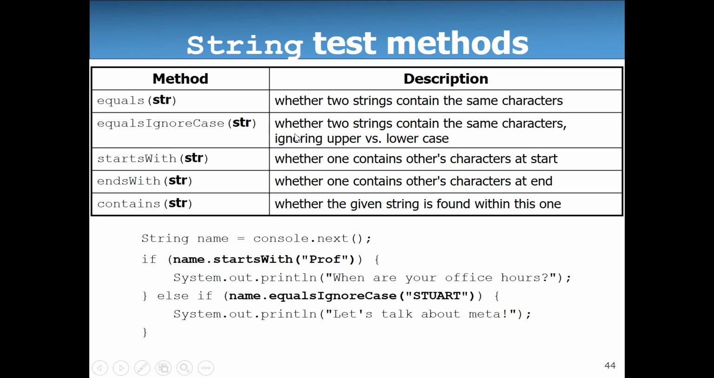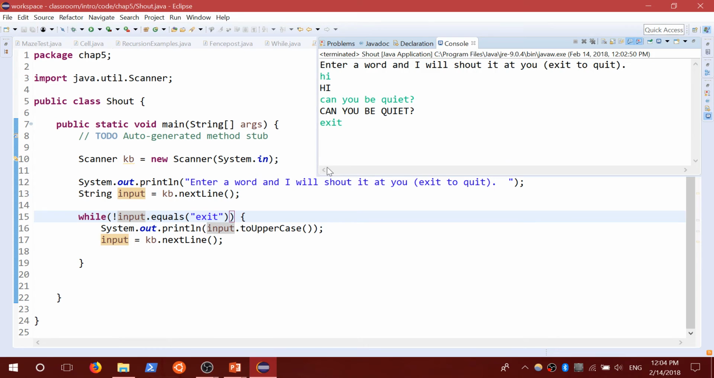equal, ignoring case. Okay? You can check if a string starts with another string. So maybe if it starts with a couple of different letters you want to know. Or maybe if it ends with, the last couple of characters are this. Or contains, if it's somewhere in there. So equals ignore case is actually kind of useful over here.